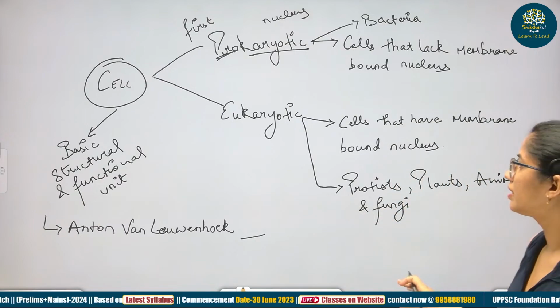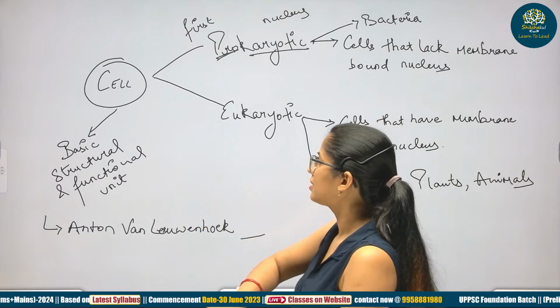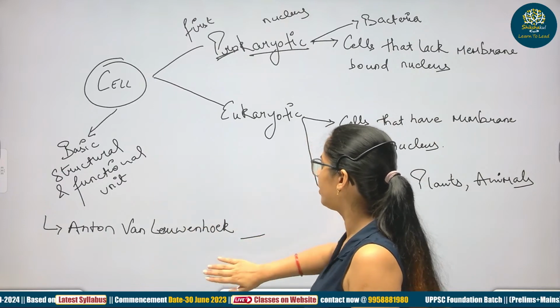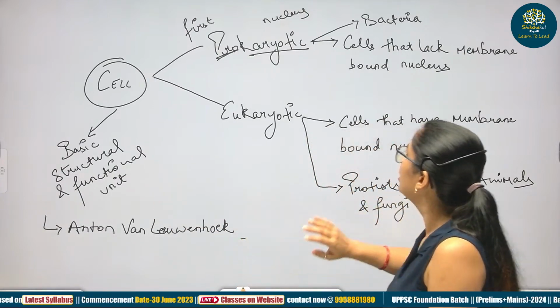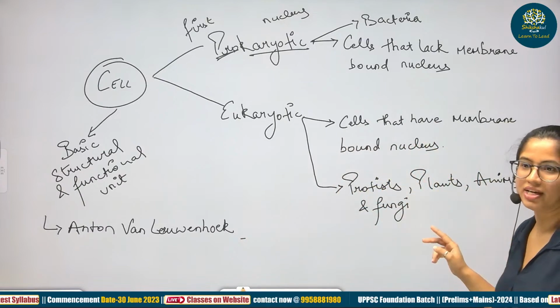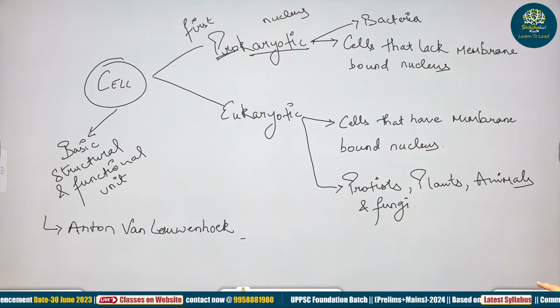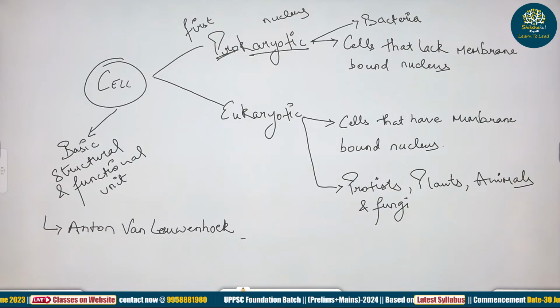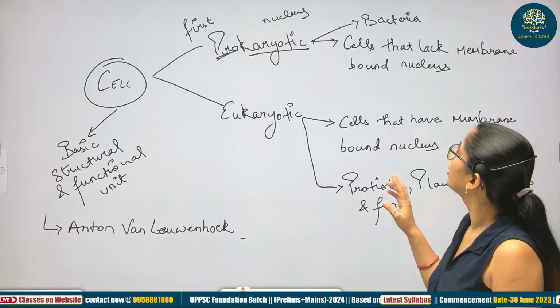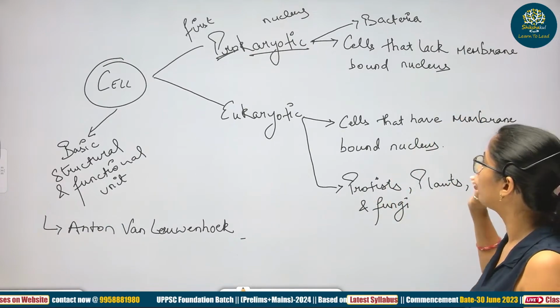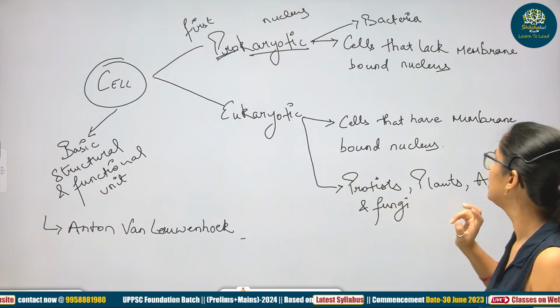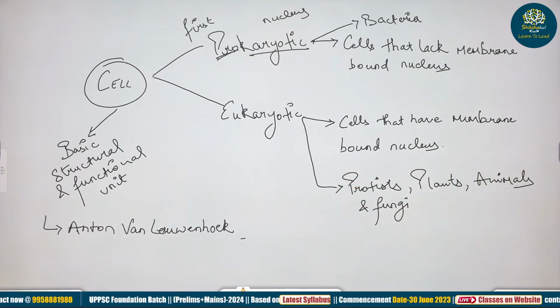So till now we have studied that this cell is the basic structural unit and functional unit. It is invented by Anton van Leeuwenhoek, and it is divided into the two parts, prokaryotic and eukaryotic. Prokaryotic cells lack the membrane bound nucleus, and eukaryotic cells have the membrane bound nucleus. Prokaryotic includes the bacteria or the blue green algae. Eukaryotic includes the protists, plants, animal and fungi.